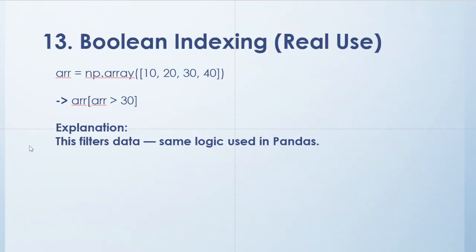In the next slide, we'll see Boolean indexing. Real analytics is all about filtering the data. NumPy allows us to filter data using conditions. For example, we can easily select values greater than a certain number or less than a certain number. This concept is heavily used later in pandas. Whenever we learn the pandas library, we'll use these things as well.